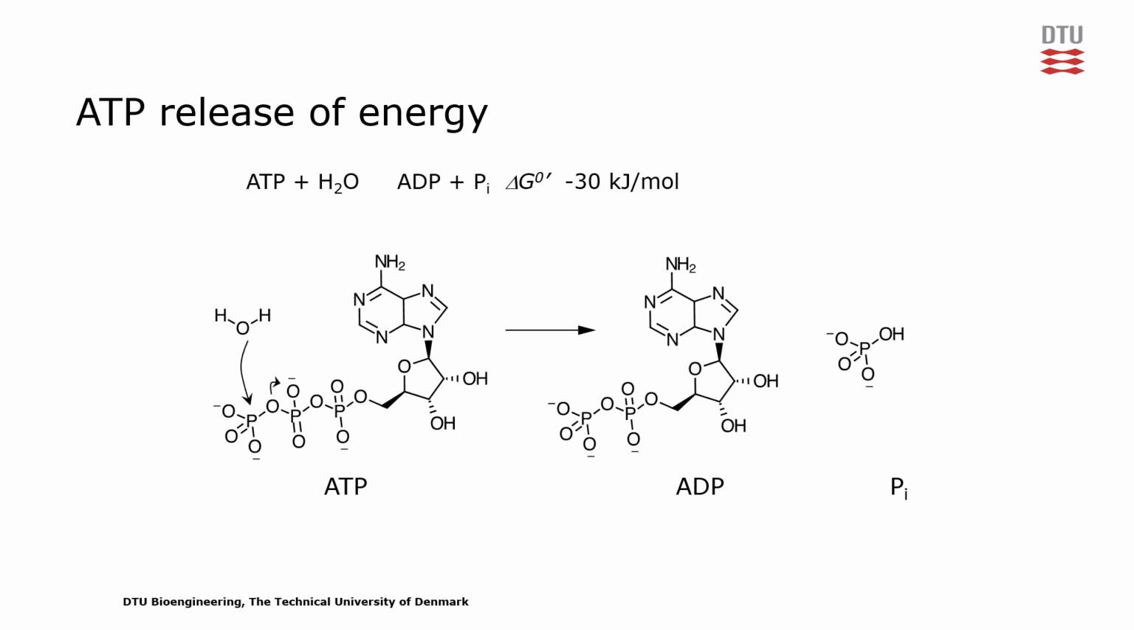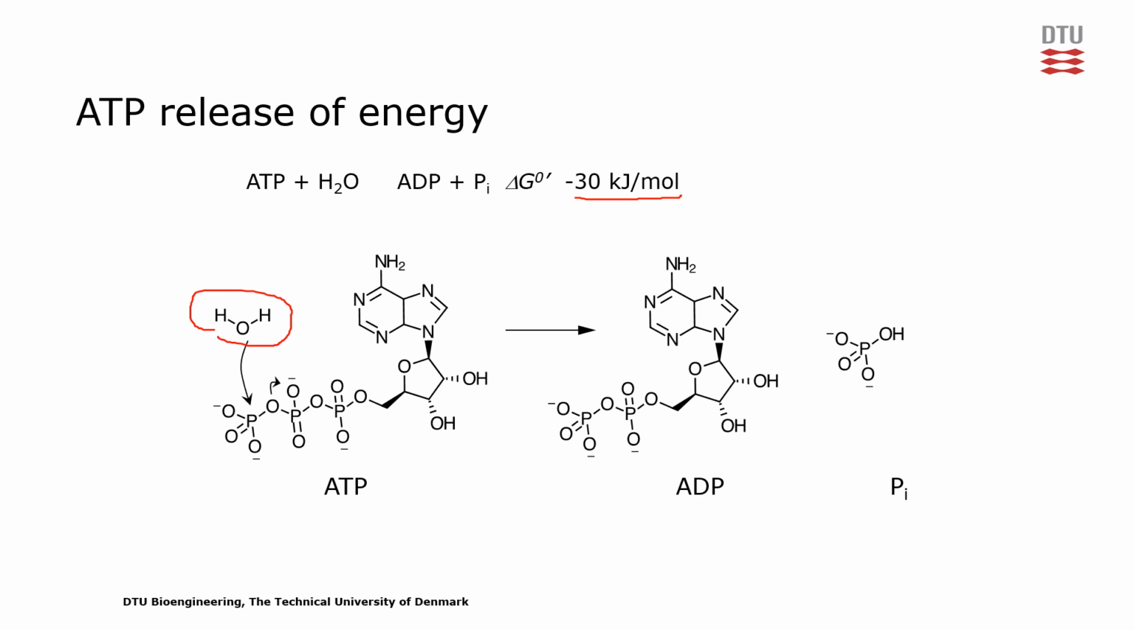So ATP releases energy. When you hydrolyze ATP, that means you have a water molecule coming in and you hydrolyze your ATP with water, then you get ATP to ADP. That reaction releases 30 kilojoules per mole of ATP. It also releases phosphate, but that's not so important in this situation. The most important take-home message here is that it releases 30 kilojoules per mole. That means that the standard Gibbs free energy is minus 30 kilojoules per mole.